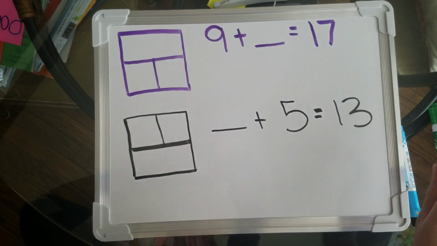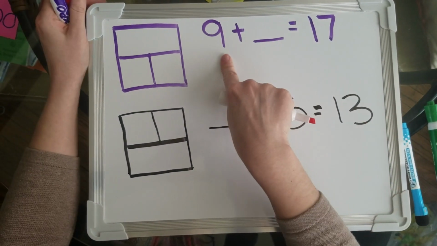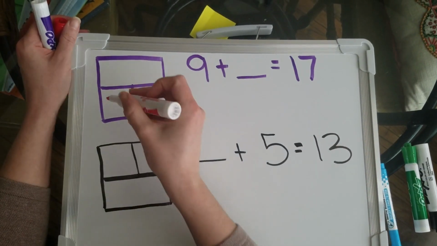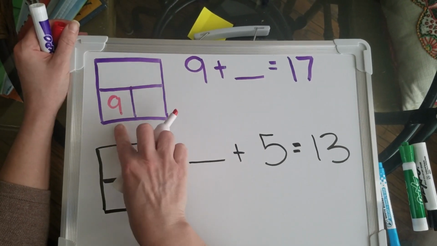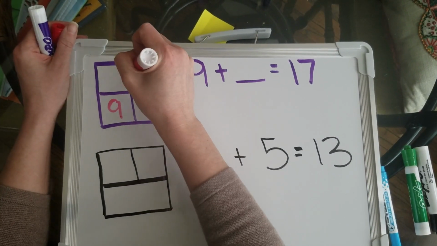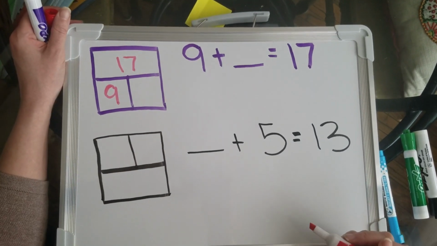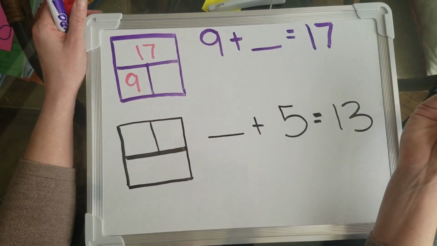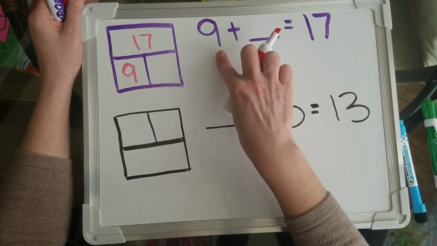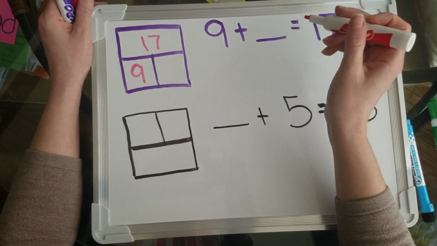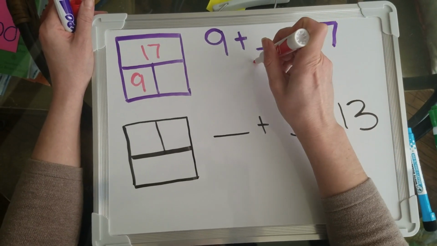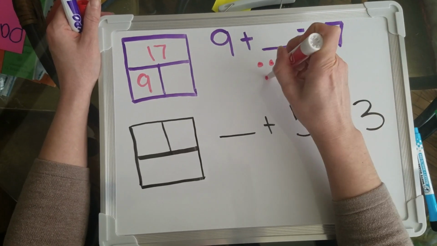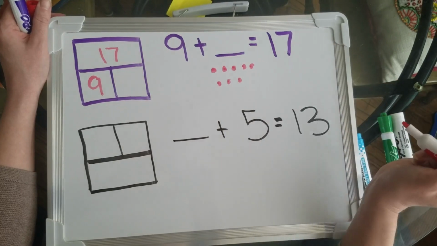Here we have 9 plus blank equals 17. So we're going to put 9 in our part, 17 in our total. Should we add up or subtract? Remember, we can do it either way. Let's start at 9 and stop at 17. 9, 10, 11, 12, 13, 14, 15, 16, 17.